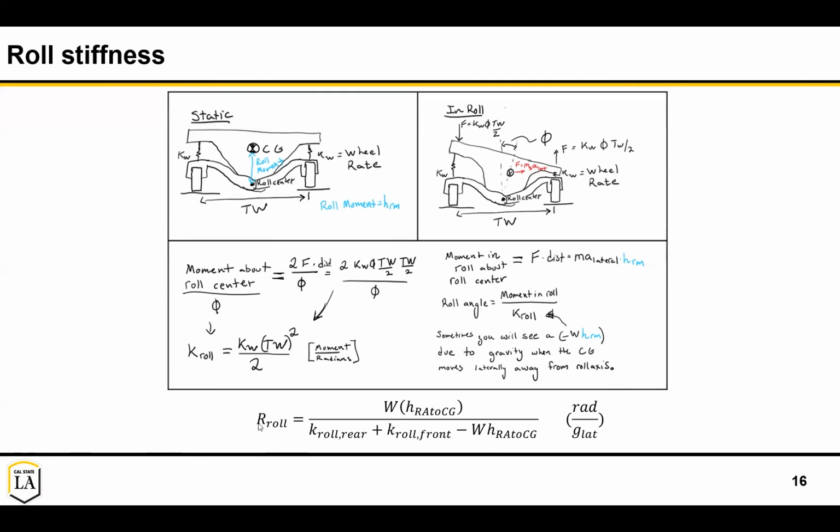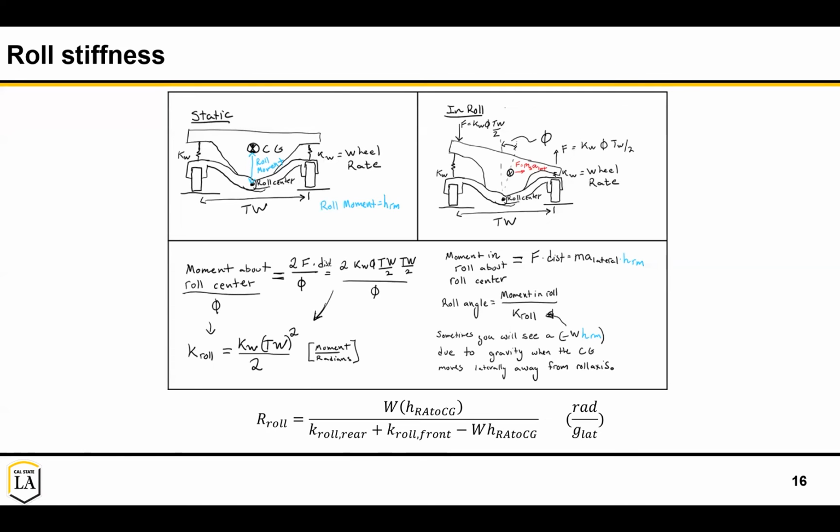And this will give you what's known as the roll rate or roll flexibility. So it's how much you're going to roll per lateral acceleration. And you'll see how we use that going forward. So, these two terms are your roll stiffnesses of your rear and front, which could include anti-roll bars.